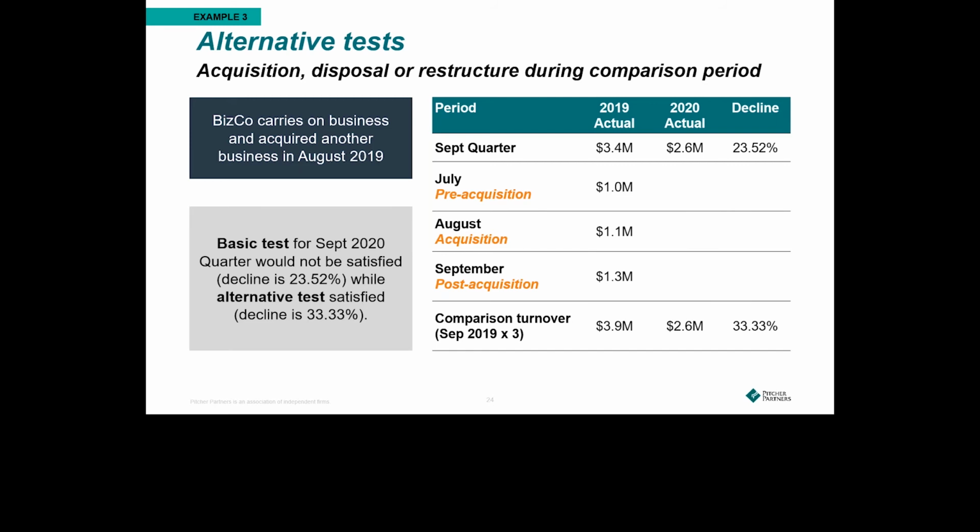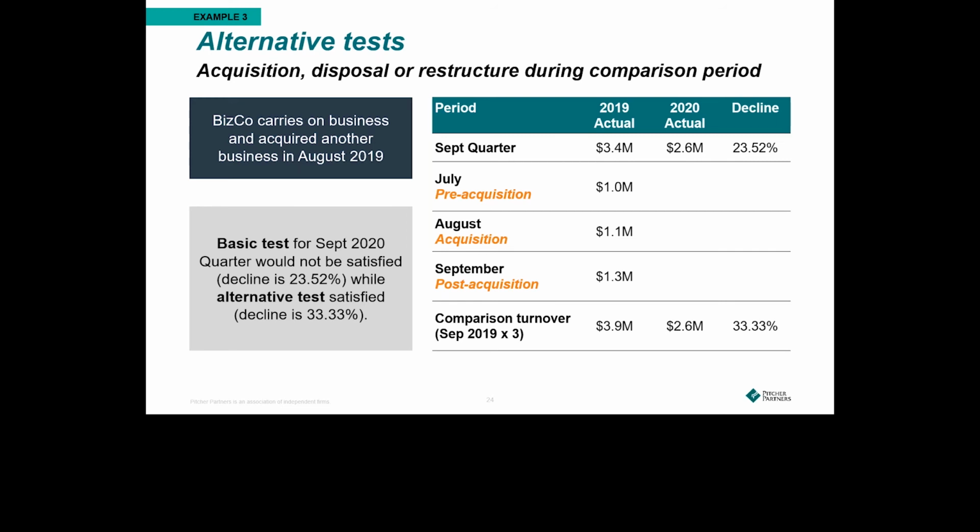The September quarter turnover only fell by $800,000 or 23.52%. So we don't satisfy the client turnover test there, assuming 30% is our percentage and not 15% for charities. So what we have here is, well, there was an event that in August 2019, BISCO acquired a business. So August 2019 is smack bang in the middle of our comparison period, being the September 2019 quarter. So we don't have to wait to find events that occurred after the end. They can occur during the quarter.